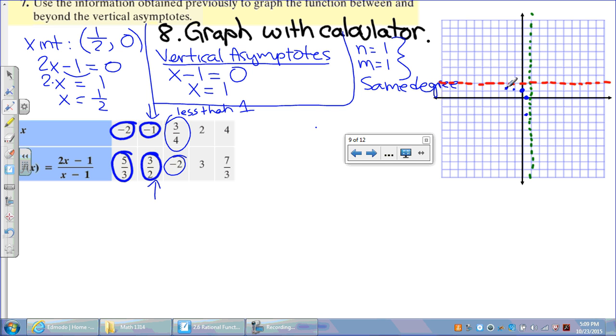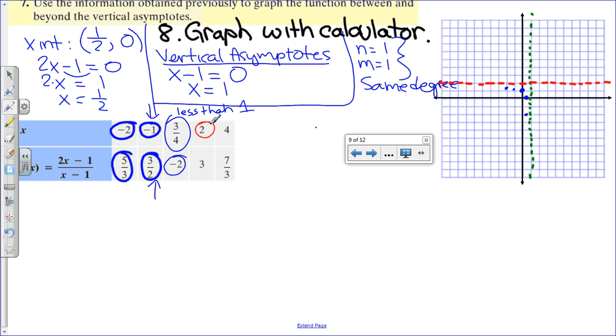Now we're going to see what happens on the right side of the vertical asymptote. Remember, the vertical asymptote is this green line with the equation x equals 1. So when we get to x equals 2, we're looking at the right side of the vertical asymptote. And so when x is 2, the y value is 3. Also, when x is 4, the y value is 7/3. And 7/3, it's a little bit over 2.